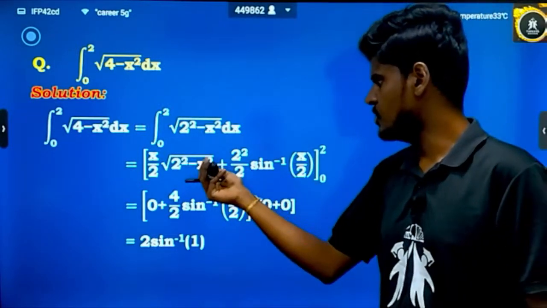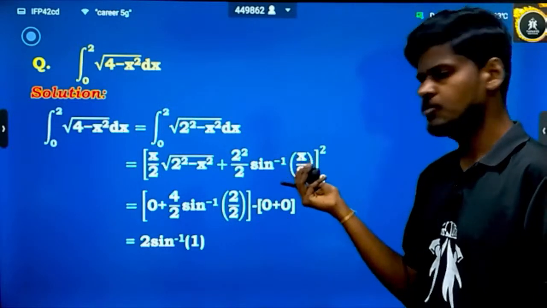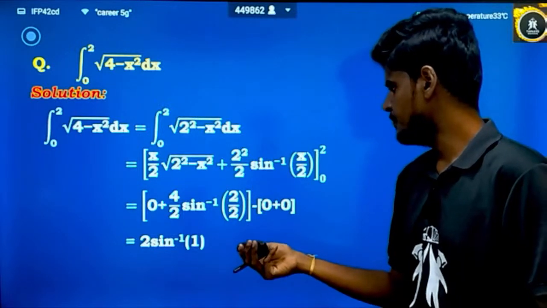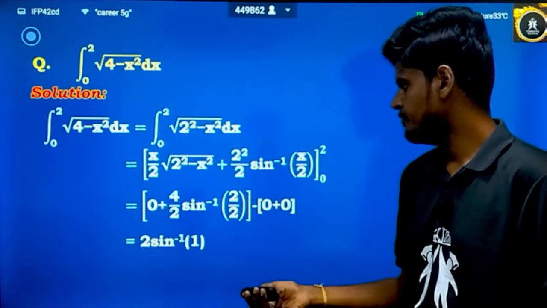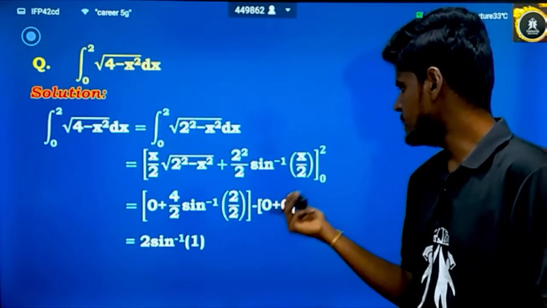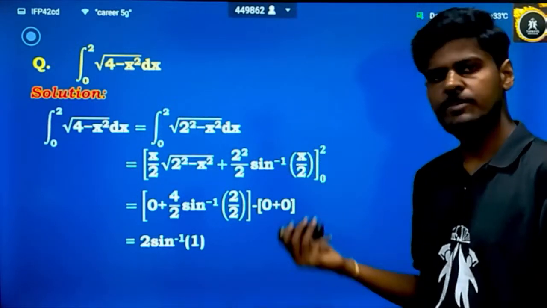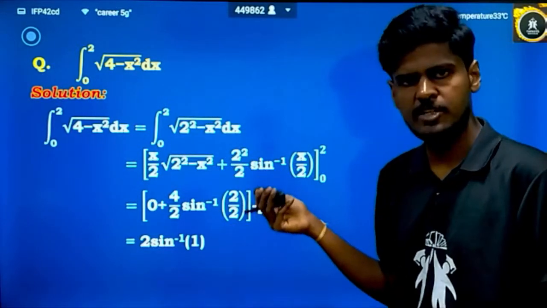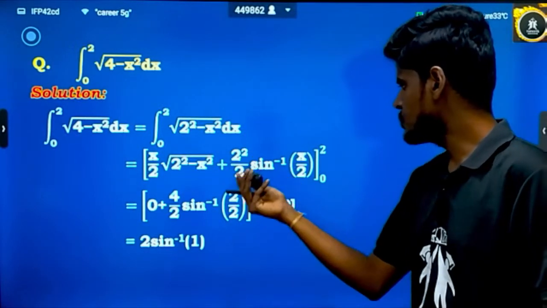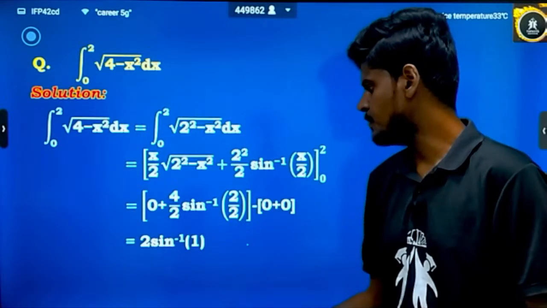When you substitute 2 here, this will be 2 square minus 2 square, 0. So the first term is 0. 2 square by 2 sin inverse 1, sin inverse 1 is pi by 2, and here we will have another 2. So 2 into pi by 2 is pi. Similarly, the lower limit: here it is 0 and this term is also sin inverse 0, which is 0. So the lower limit is 0 completely. When you substitute the upper limit, the first term is 0, the second term is 2 sin inverse 1. Sin inverse 1 is pi by 2, so the answer is pi.